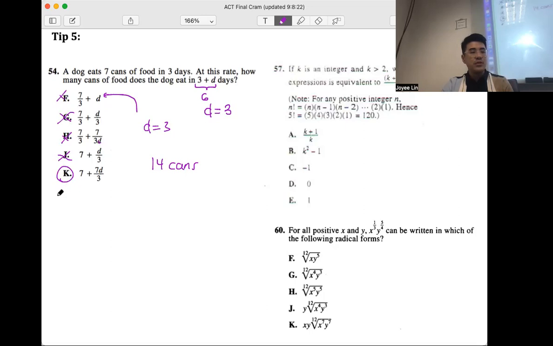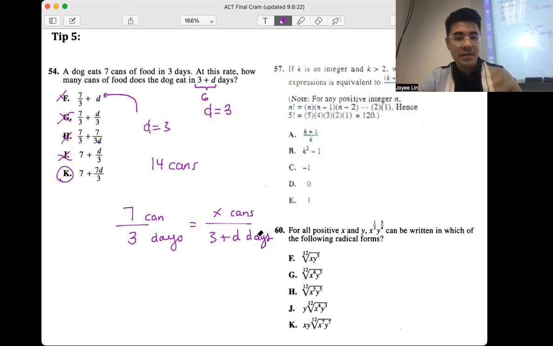This is useful for those of you who have trouble setting up equations. Yeah, if you really want to set up the equation, right, it's a proportion. 3 cans over D days, right, is equal to X cans over 3 plus D days. You can do it that way, right? And then cross multiply. But some people don't like setting up equations.